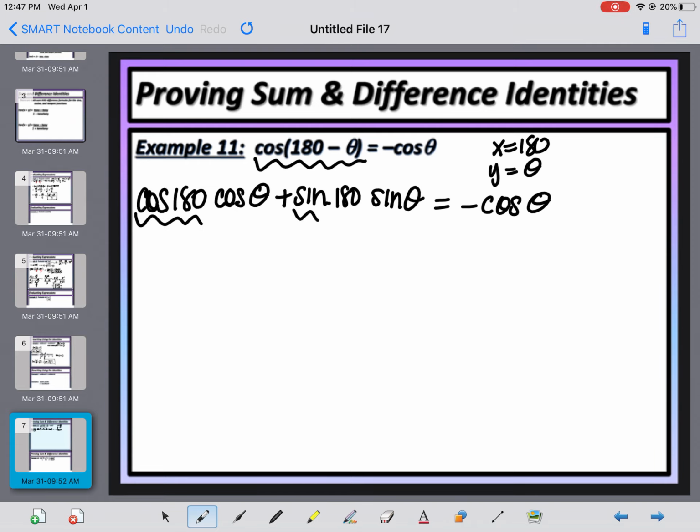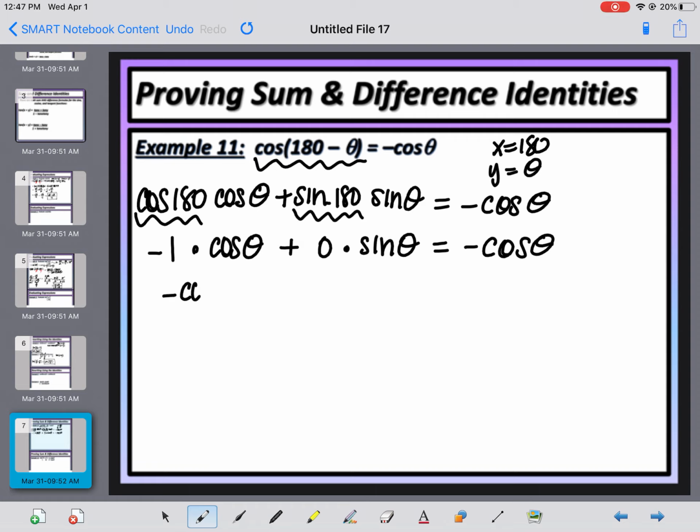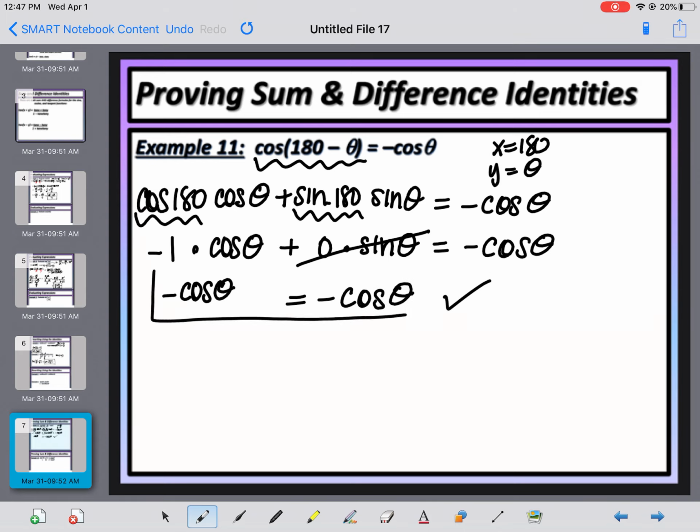I can actually evaluate anything that has an angle in it. Cosine of 180 is -1, and sine of 180 is 0. So -1 times cosine is negative cosine, and 0 times sine is going to cancel out. All we're left with is negative cosine, which proves this identity. So sum and difference are very, very simple. There's not a whole lot that we can do with these identities.